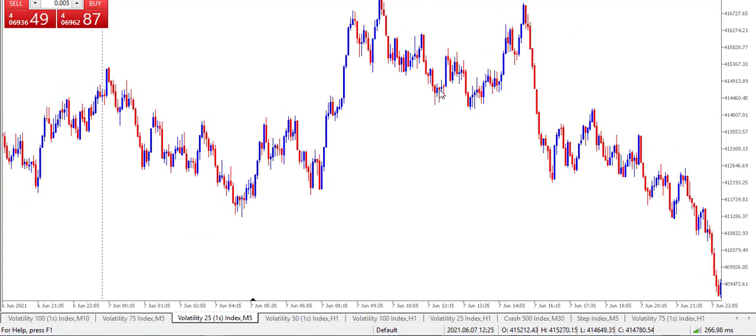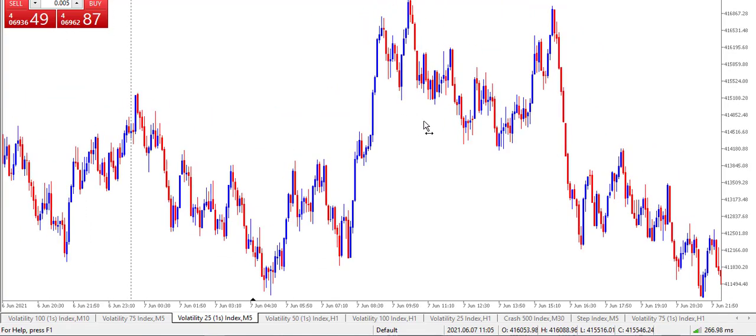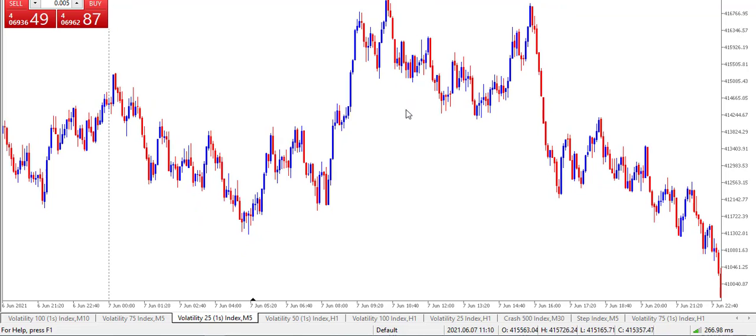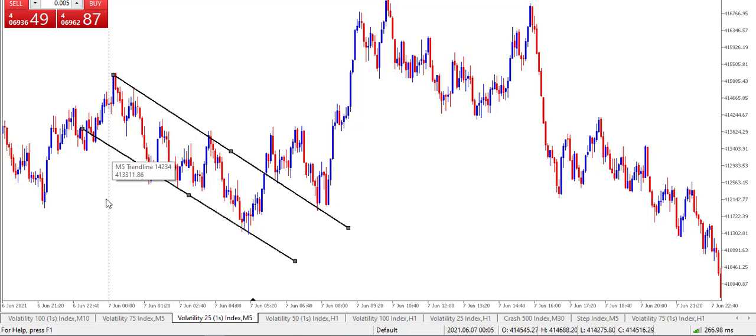So let's look at this chart. This is the M5 chart, as you can see. I just want to explain this in simple terms. Let's say this is the price action happening on V25-1S, as you can see. From the beginning of this day, price has been going down, like that. So price has been trending down.